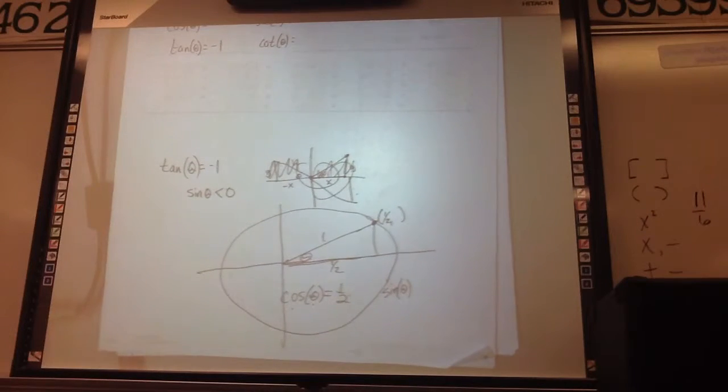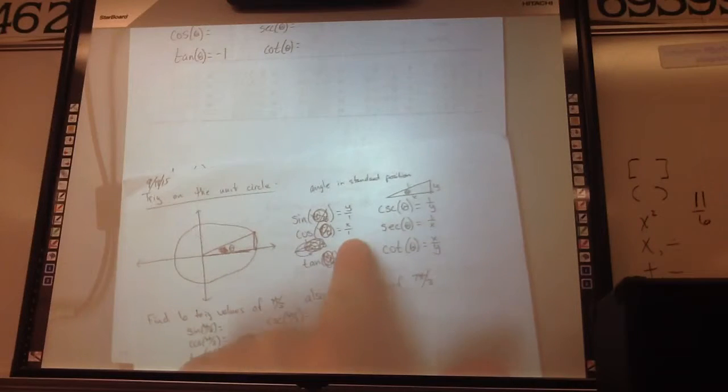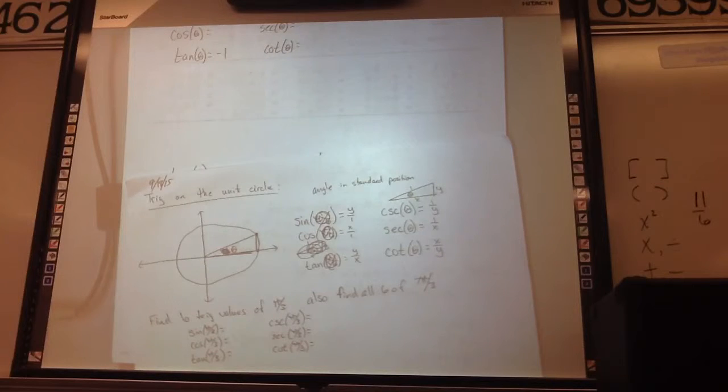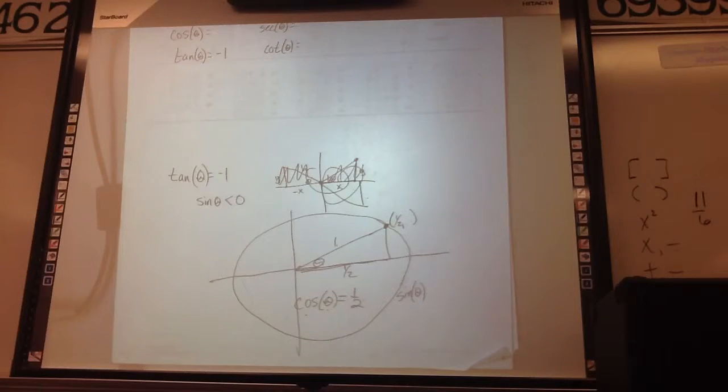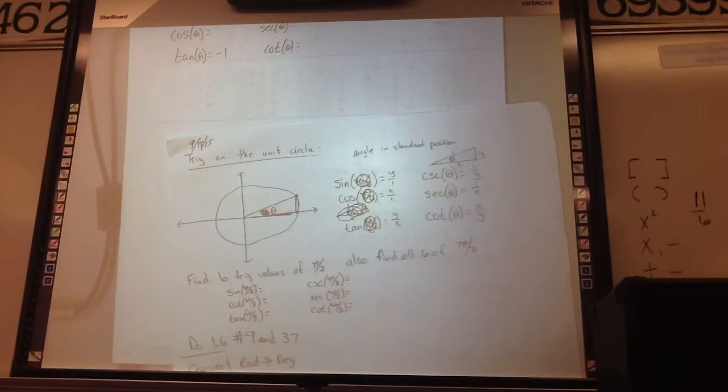Remember the first day we took notes? Oh, okay, this makes sense now. The sine is the y-coordinate, the cosine is the x-coordinate, the tangent is y divided by x. So if tangent equals -1, the cotangent is 1. This is Friday's notes. This is what we did.